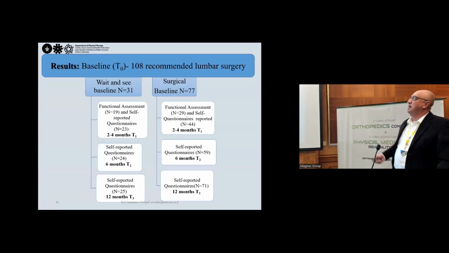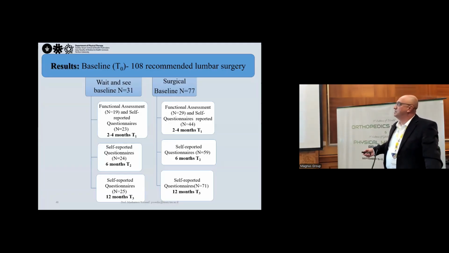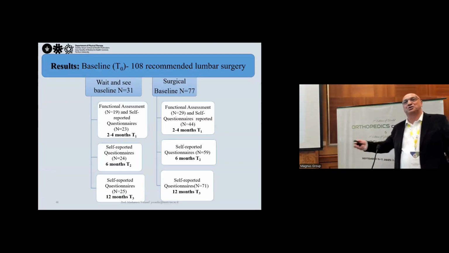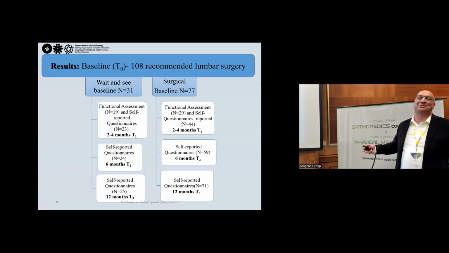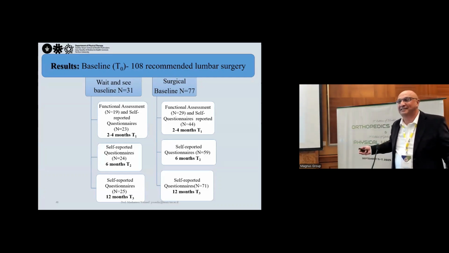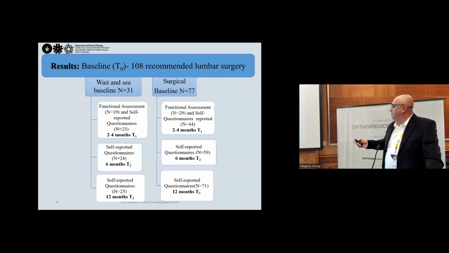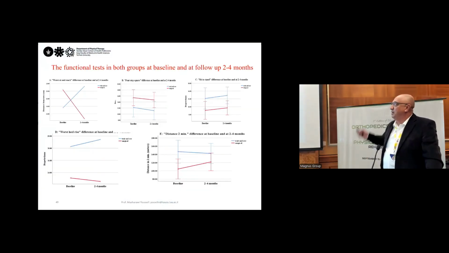Morphological condition, and this is the baseline, of course, the results. We got about 31 and 77. Of course, the surgery group is larger than the wait and see group, because it's much easier to go, oh, let's go, the doctor had decided. So we have this flow chart, and we got the answers.